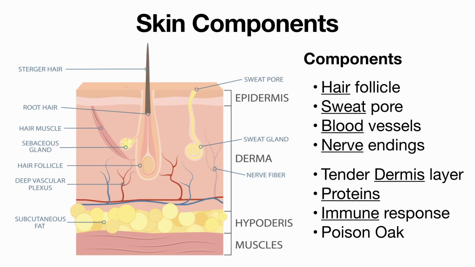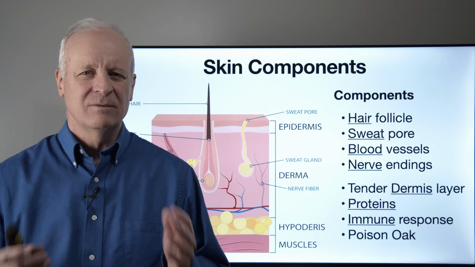Skin sensitivity starts with the definition of what the skin is. The skin is a barrier to our environment. It protects us. It helps us. It's a barrier that can be breached by some components, but not all. So the skin is made up of hair follicles, hair, sweat pores, sweat glands, blood vessels, nerve endings, and fatty tissues.